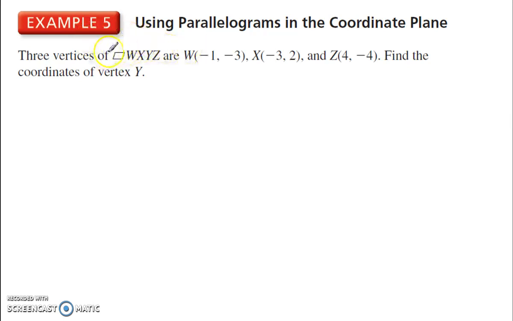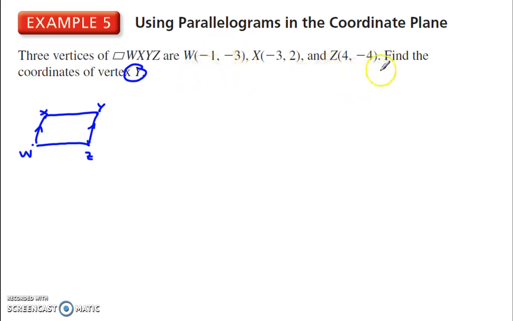Let's see. Here we have 3 vertices, and we are to find the 4th. Now notice that these are always in order, W, X, Y, Z. So if I have a parallelogram, if I have W here, X, Y, and Z, like this, going from W to X is the same as going from Z to Y because these two are parallel, right? And I'm trying to find Y, so I'm going to see what I have to do to W to get to X. I'm going to do the same thing to Z to get to Y.